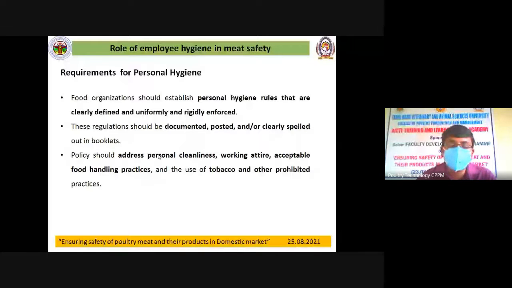These regulations should be documented, posted, and clearly given in the form of booklets to the employees who are working there. The policies should address personal cleanliness, acceptable food handling practices, and the use of tobacco and other prohibited materials, which should be clearly mentioned in the booklets. So, what are the activities that should be followed or avoided in this area? That should be clearly given in the booklets.